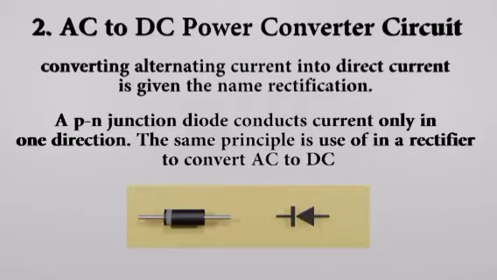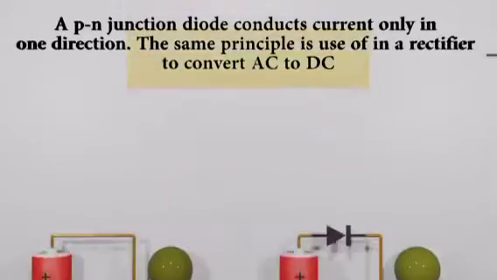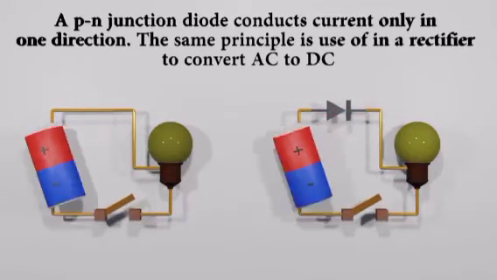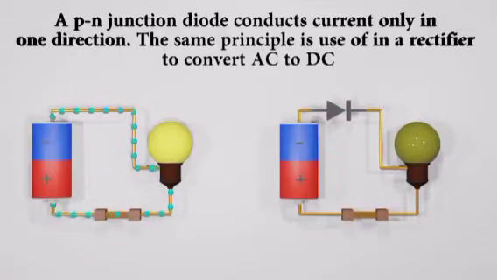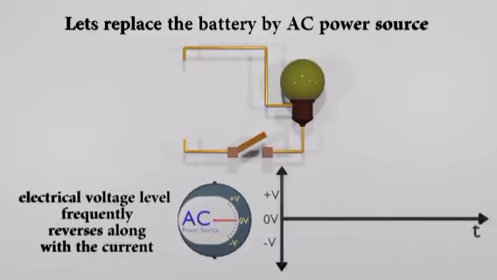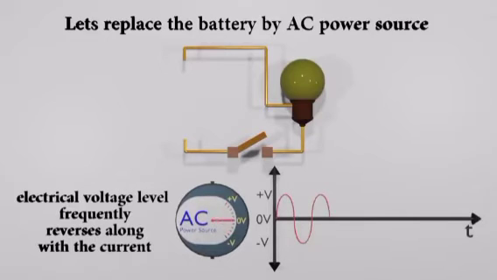A PN junction diode conducts current only in one direction. The same principle is made use of in a rectifier to convert AC to DC. When the diode is forward biased, current flows through the circuit. Let's try to reverse the polarity and see what happens. Here the diode is reverse biased, so the current can't go through it. Let's replace the battery with an AC power source. It frequently reverses the direction like this.